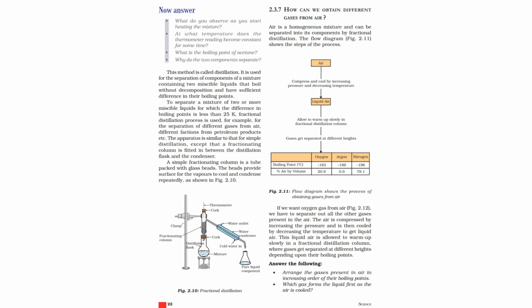There's a question over here. Arrange the gases present in air in increasing order of their boiling points. As you know, nitrogen has the lowest boiling point, that is minus 196 degrees Celsius. Next is the argon, which has minus 186 degrees Celsius. And the maximum boiling point, that is the oxygen, that is minus 183 degrees Celsius.